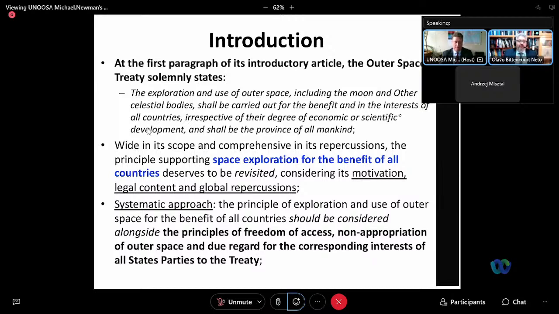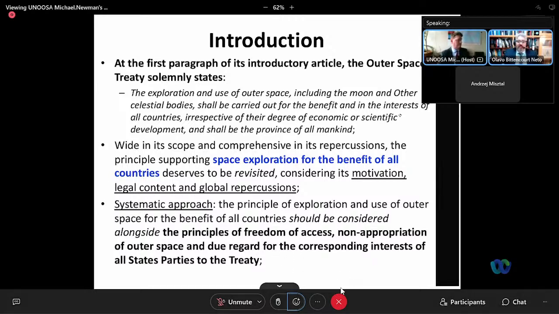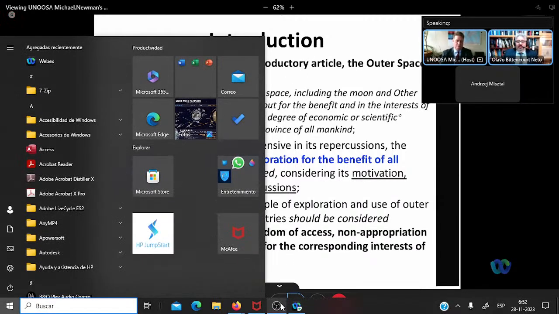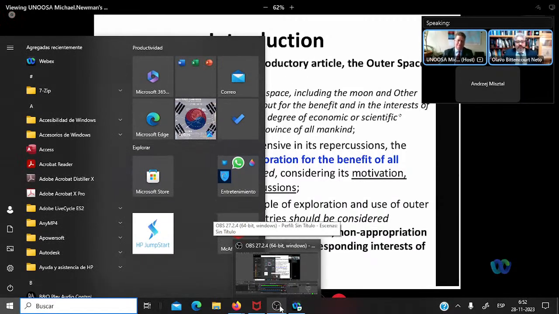During the next few minutes, I will present you an overview of such article, including information about its drafting, legal content, interpretation, and application. And afterwards, I'll be glad to answer your questions and to hear your opinions. Okay? So without further ado, let's start. I know our time is limited. Let's start with the first slide. Thanks, Michael, for putting it on screen.